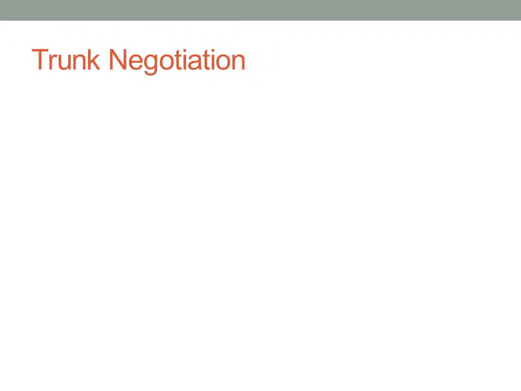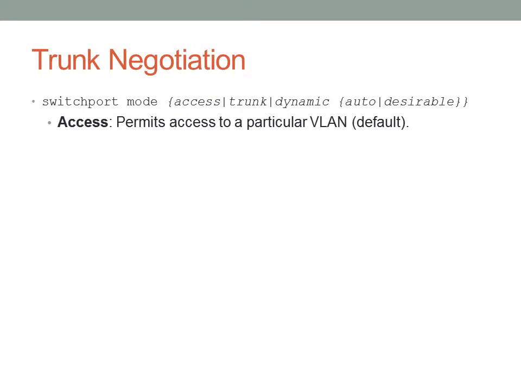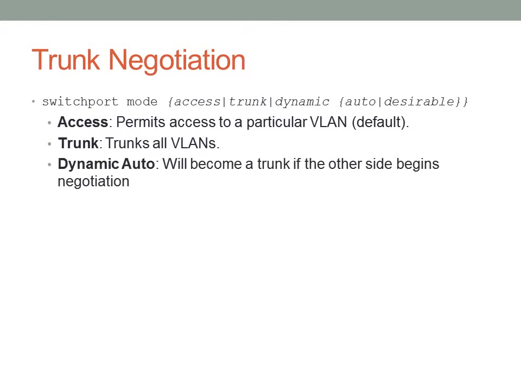Trunk negotiation, this is one of the more interesting features in Cisco IOS. There are a number of different ways that trunks can be negotiated, not just statically set. So you probably saw on the previous slide the different switchport mode commands. This is the full listing of possible mode commands. We have switchport mode access, switchport mode trunk, and then switchport mode dynamic auto and dynamic desirable. Access obviously permits access to a particular VLAN. Trunk trunks all VLANs using the specified method of tagging, either 802.1Q or on older switches, ISL.